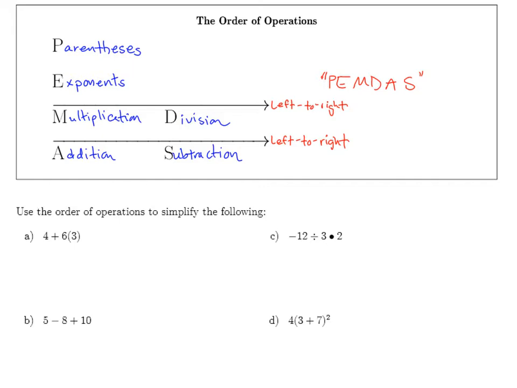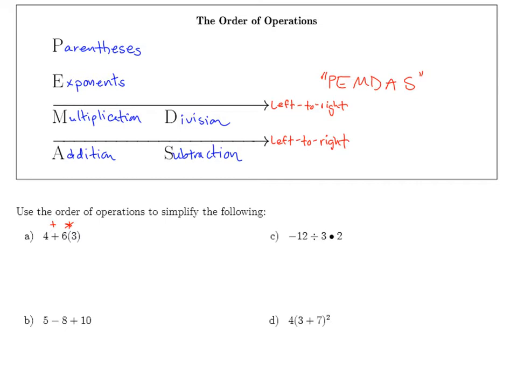The first expression that we have is 4 plus 6 times 3. So the first thing we want to do is identify which operations we have. We have an addition symbol, and then we have 6 with 3 in parentheses, so that those parentheses there are showing multiplication. Looking at our order of operations, we see parentheses, but there's nothing inside them to simplify. So we simply have addition and multiplication here.